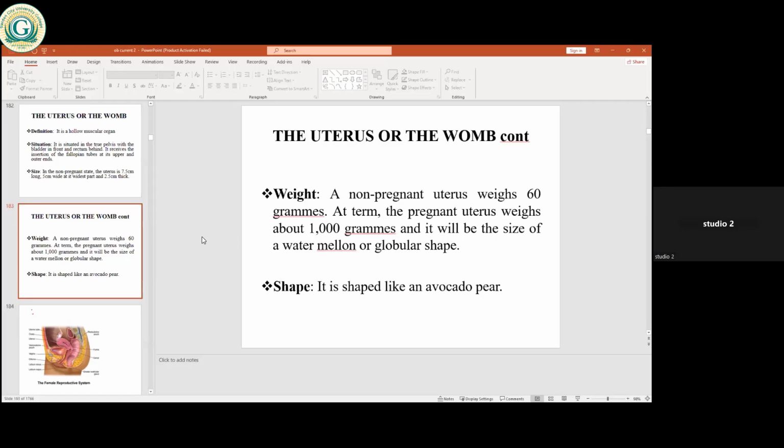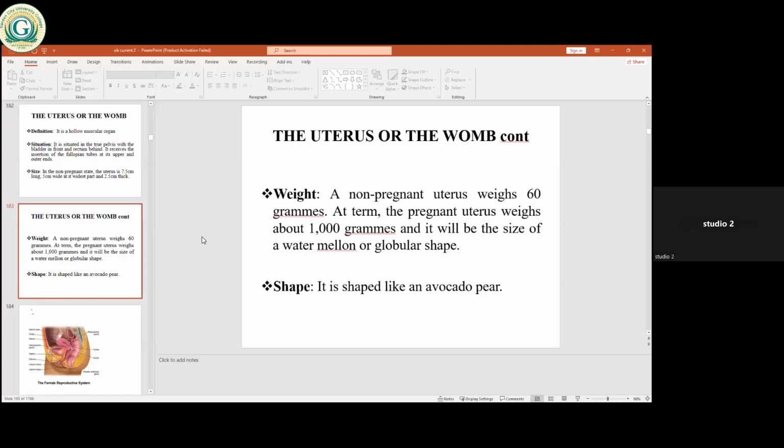And it will be the size of a watermelon. So you see the watermelon. Those of you who like watermelon, when the woman becomes pregnant, that is the size. But when the woman is non-pregnant, it's pear-shaped. As I said, it is shaped like an avocado pear. So anytime you see an avocado pear, that is exactly the shape of the uterus. That small end is the cervix, and the other is the body of the uterus.